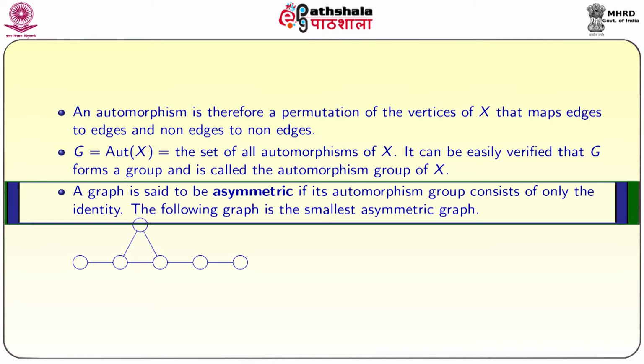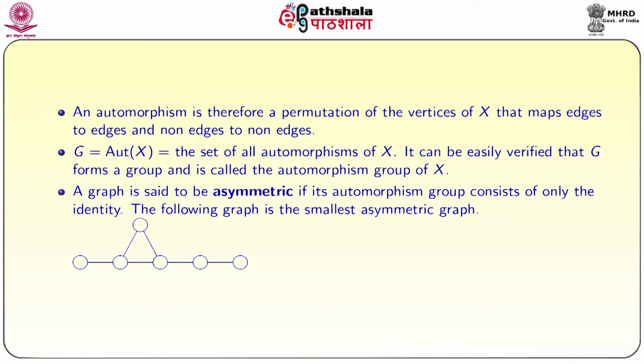A graph is said to be asymmetric if its automorphism group consists only of the identity. It is easy to see that identity is always an automorphism, but if for a graph identity is the only automorphism, then it is called an asymmetric graph. The following graph is the smallest asymmetric graph. So, here this is the graph. This is drawn in such a way that its only automorphism is identity, no other. So, this is an example of an asymmetric graph.